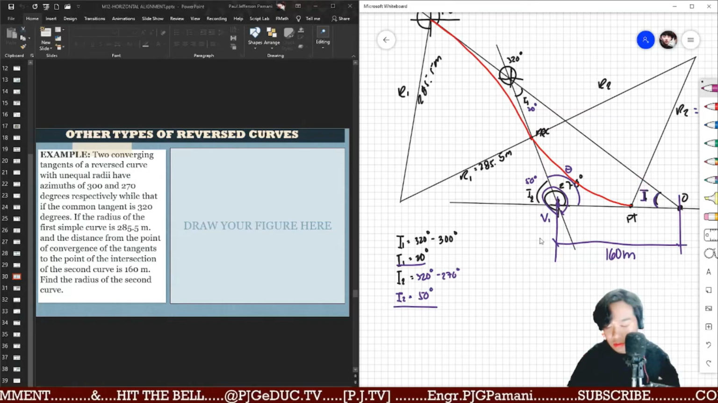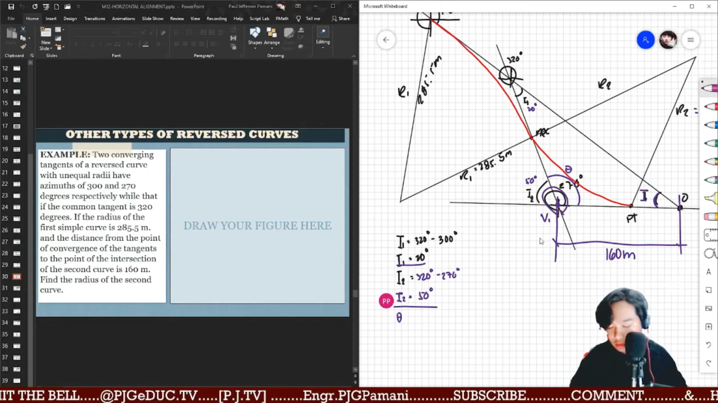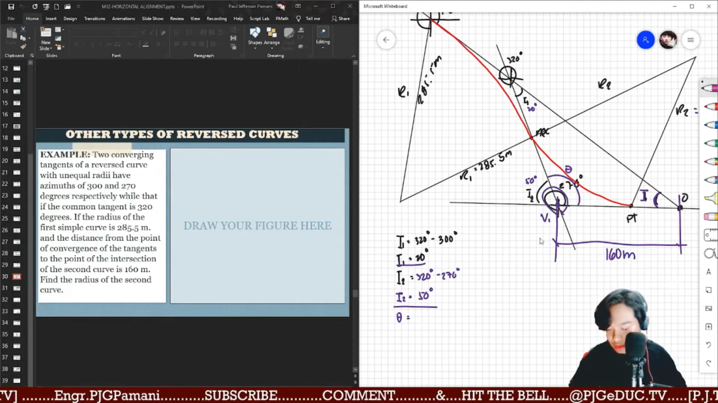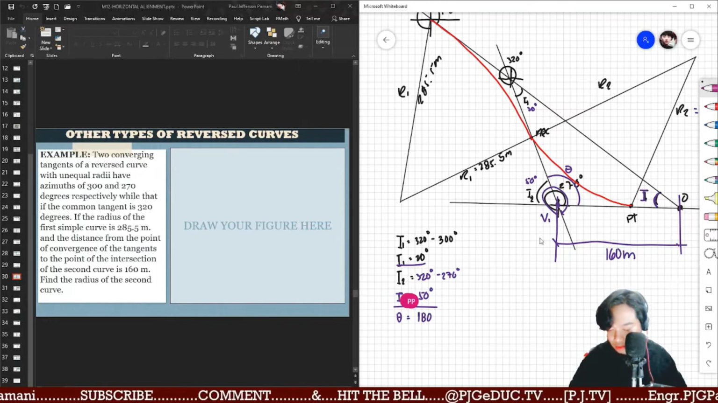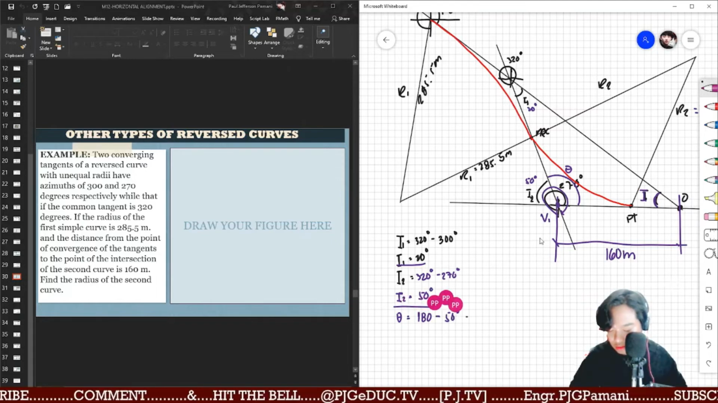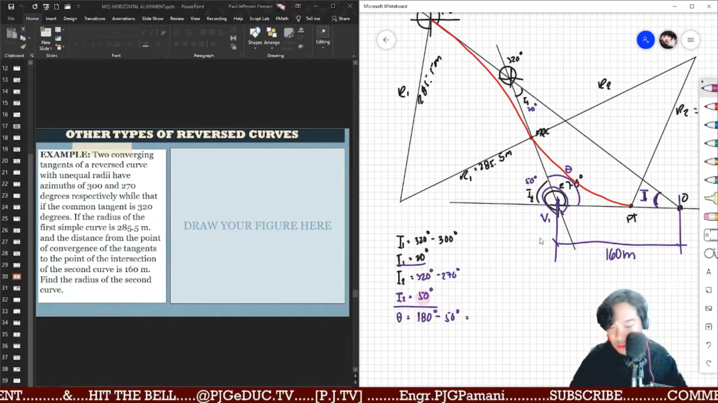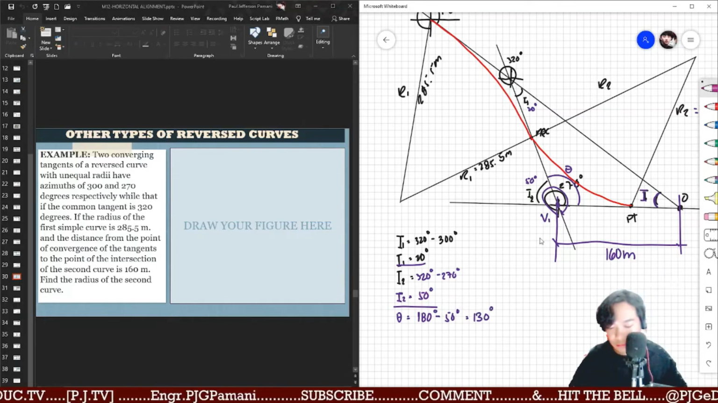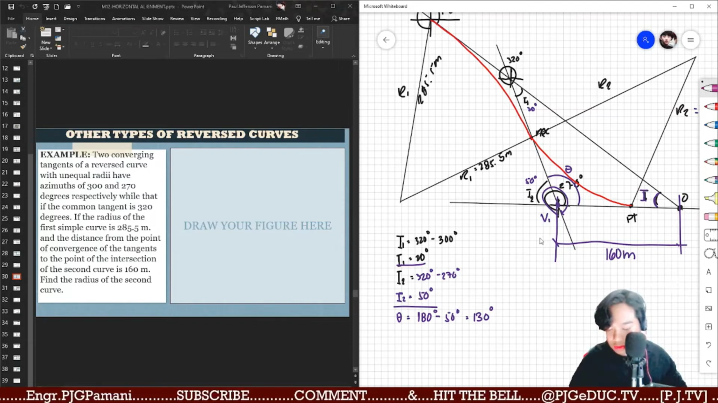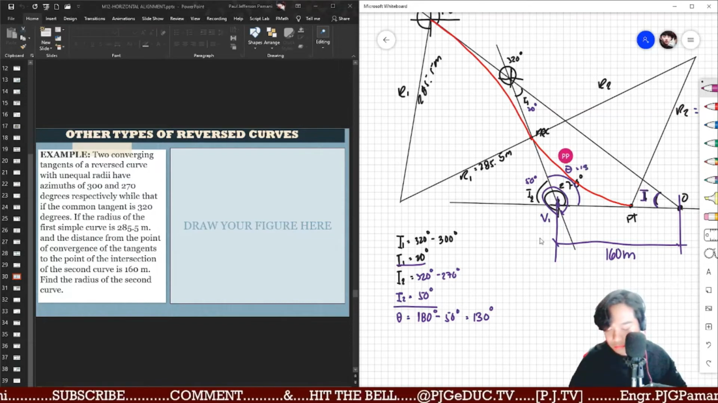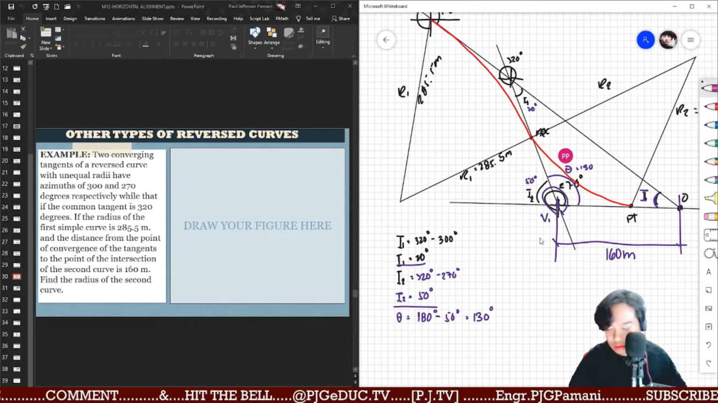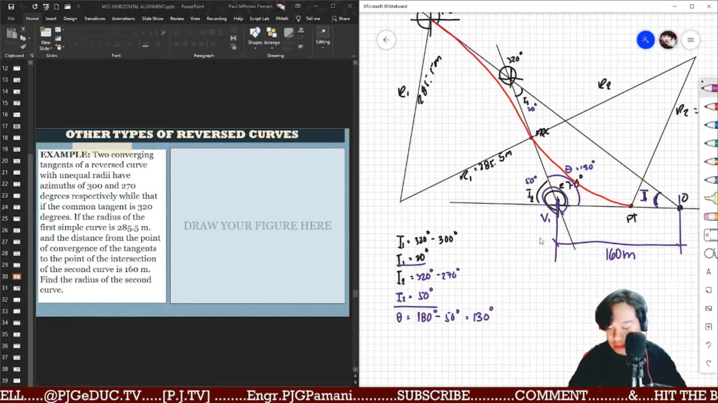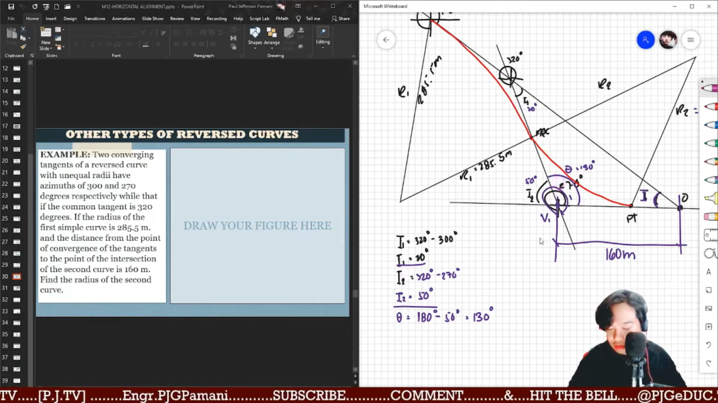Kunin natin ngayon si theta. Theta is simply equal to 180 degrees minus 50 degrees, which is 130 degrees. Okay? So, if that is 130 degrees, pwedeng-pwede nating masolve yung angle of convergence. Note, angle of convergence based on our figure can then be identified on this triangle.